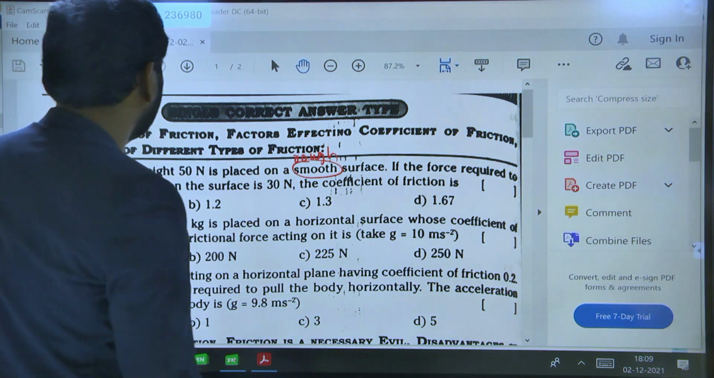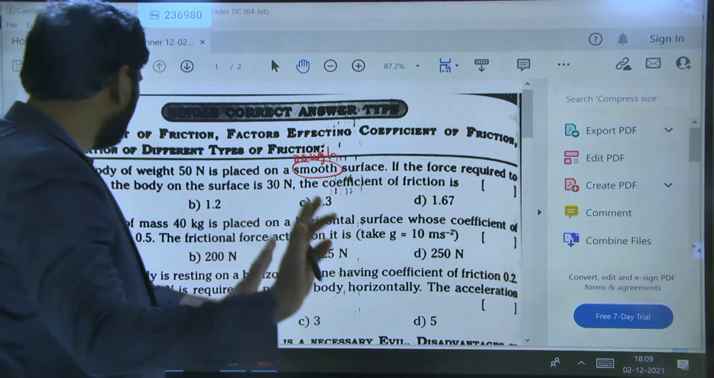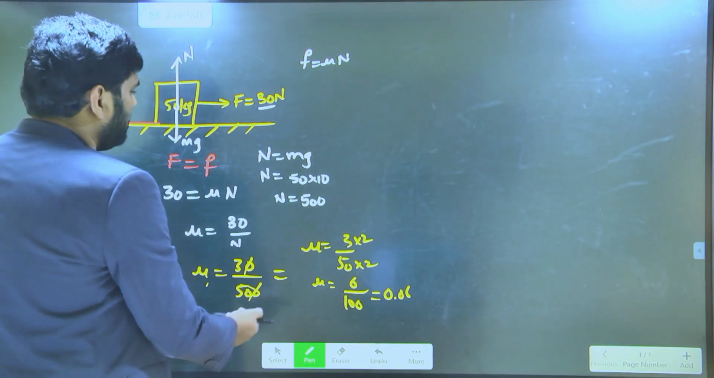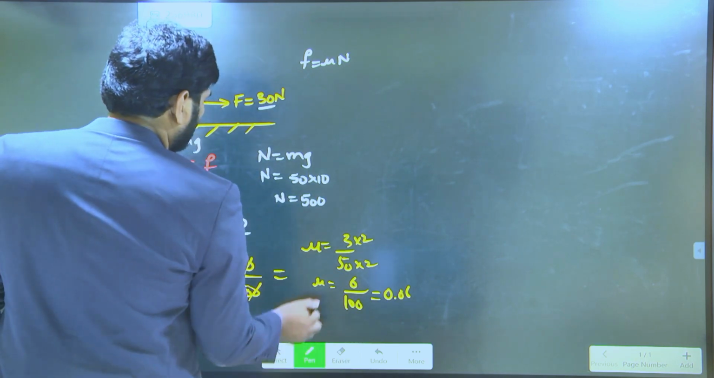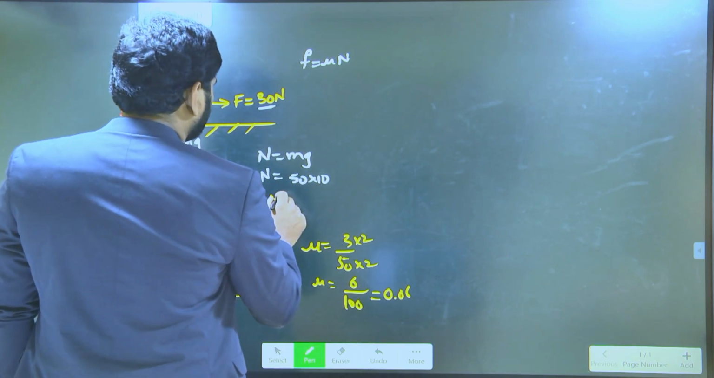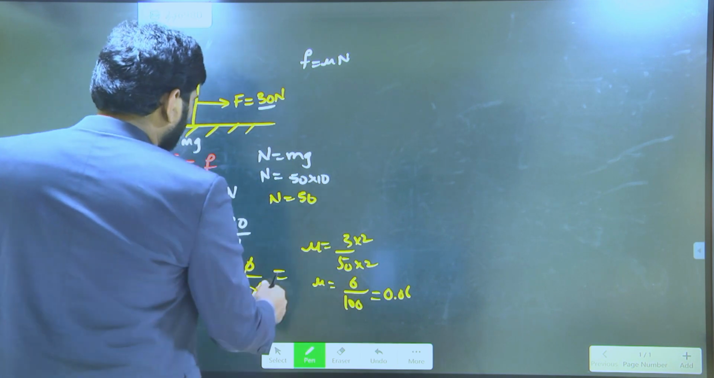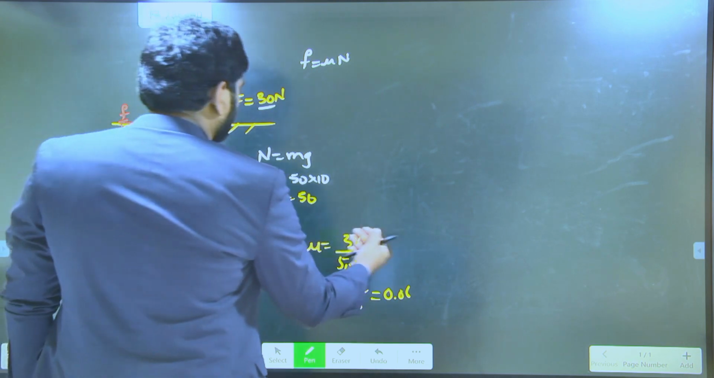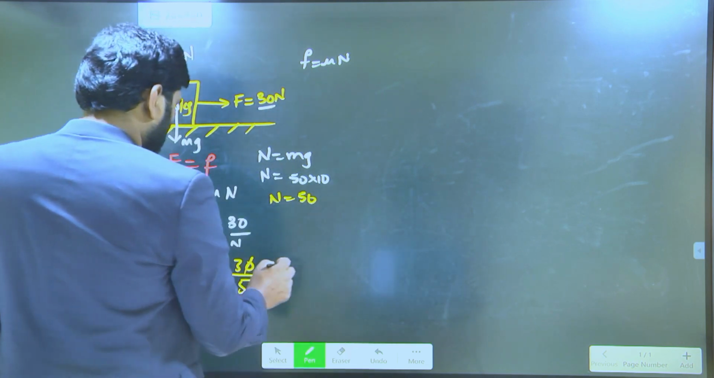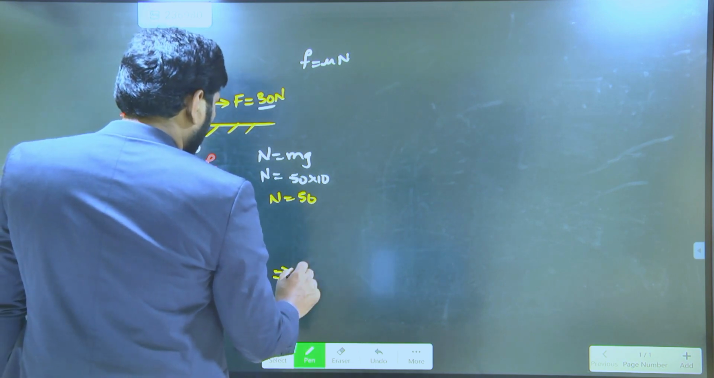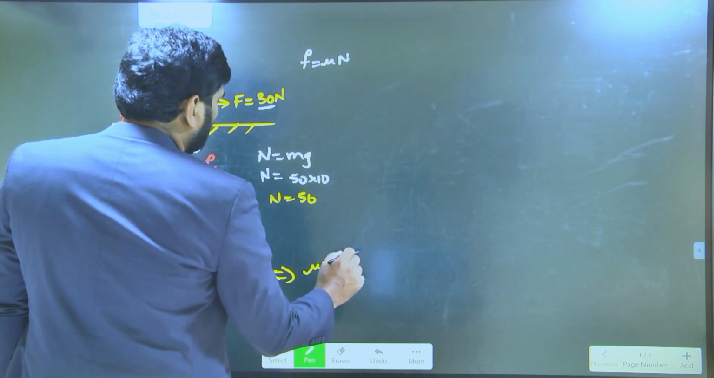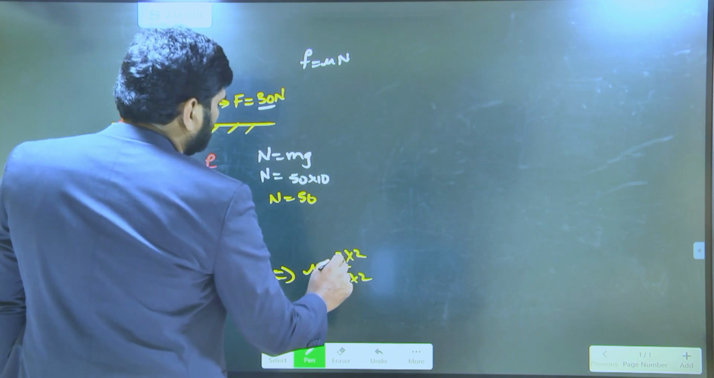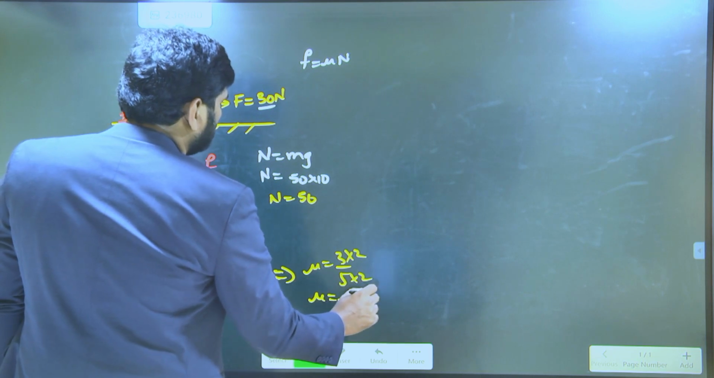Oh wait, sorry, I made a mistake. Look here. The weight is already given as 50 newtons. So 50 newtons means the normal reaction is 50. The normal reaction is 50 here also, so the zeros get cancelled. Mu is equal to 3 by 5. You can multiply with 2, divide with 2. So finally you will have 6 by 10, which is equal to 0.6.